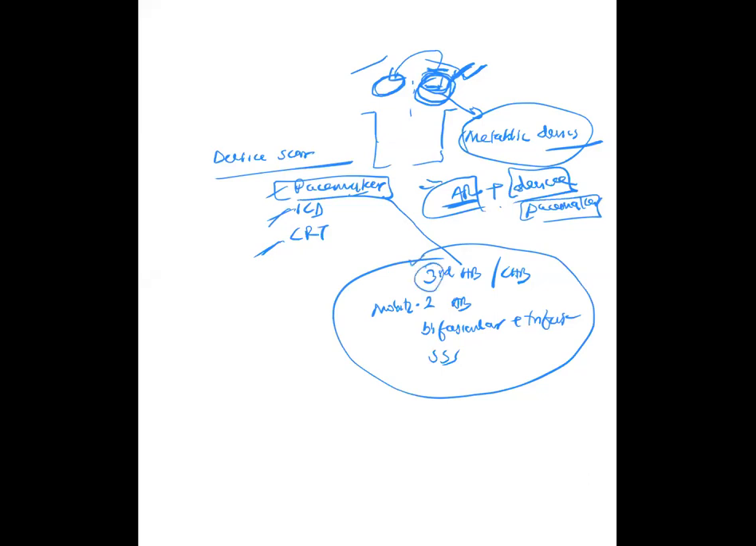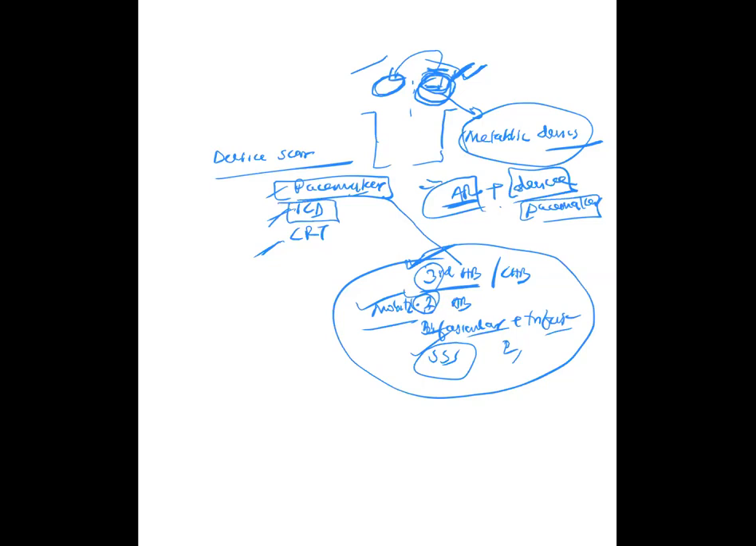Any patient who develops a pause of more than 3 seconds, that is an indication of a pacemaker. So it may be complete heart block, third degree block, or second degree heart block Mobitz type 2, or bifascicular or trifascicular block, symptomatic, and lastly sick sinus syndrome. So this is the indication of a pacemaker.